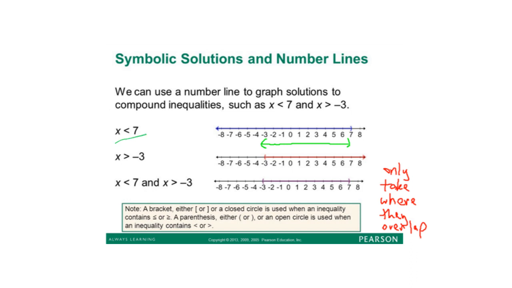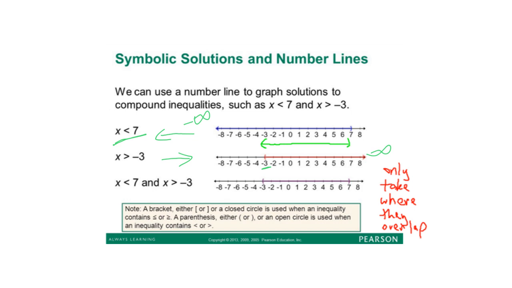If it's x less than 7, then it's going to point to the left, right? We're going to start just to the left of 7 and go all the way down to negative infinity. If it's x greater than negative 3, same idea, but this time we're going to point to the right. So we're going to head up to positive infinity. And so we're starting at negative 3 and we're heading to positive infinity.